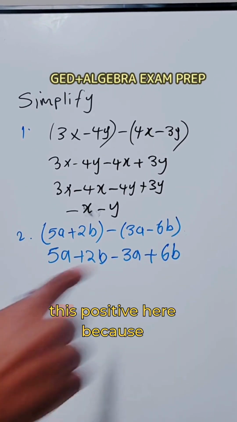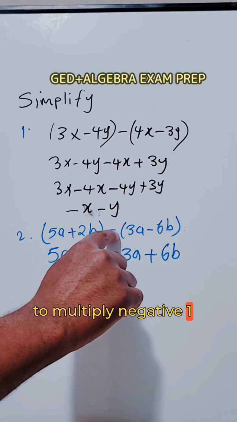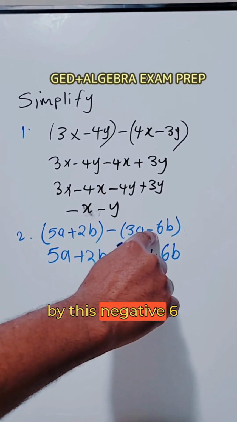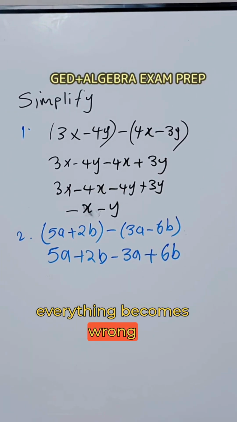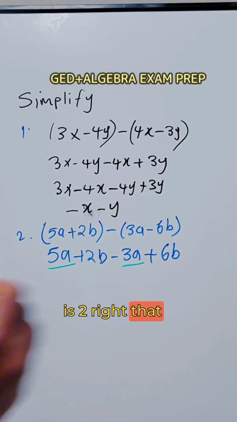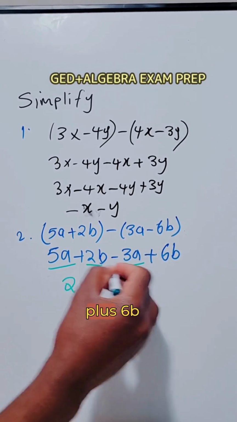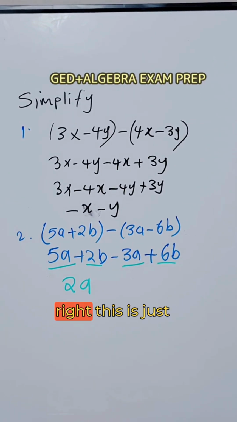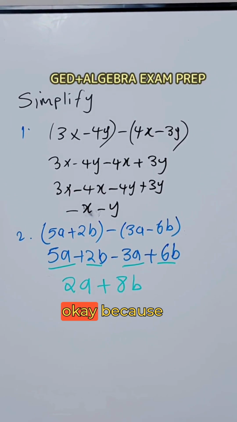So the trick here was this positive here, because if you forgot to multiply negative 1 by this negative 6, you just write a negative here, then everything becomes wrong. 5a minus 3a is 2, right? That is 2a. Then 2b plus 6b, right? This is just 8, so that is 8b, okay?